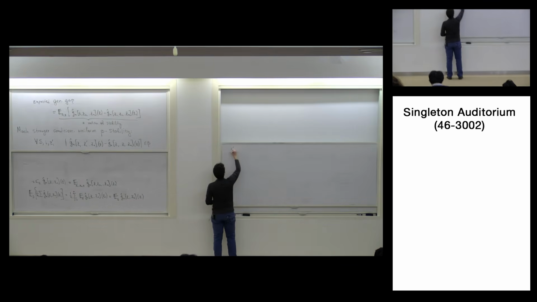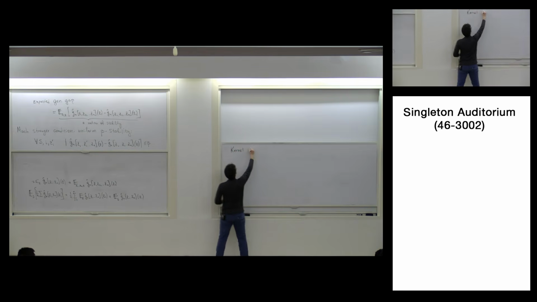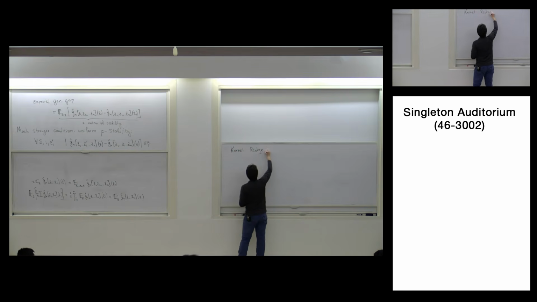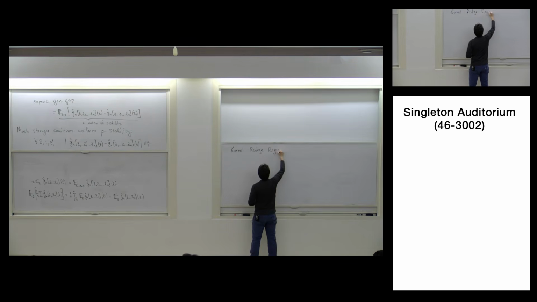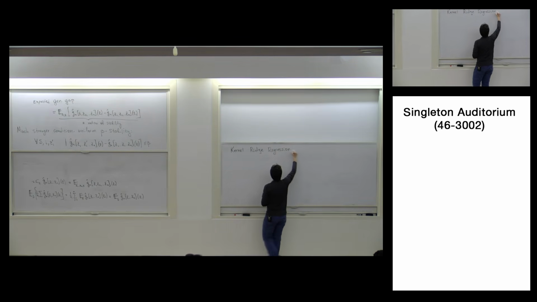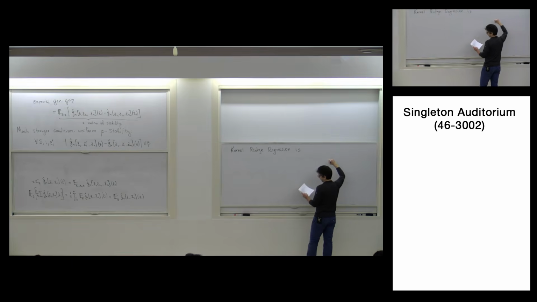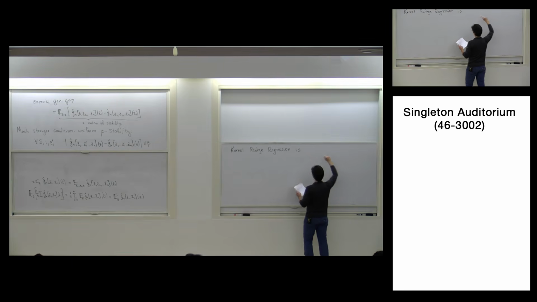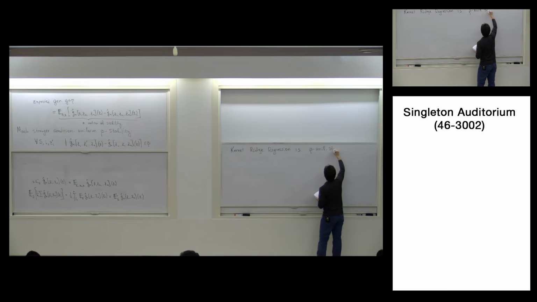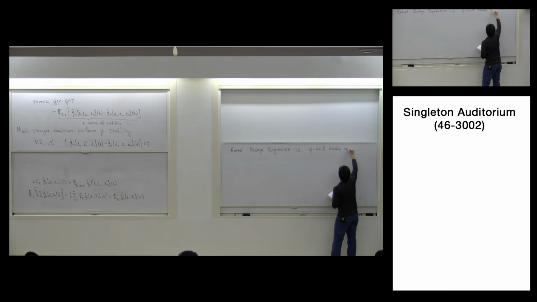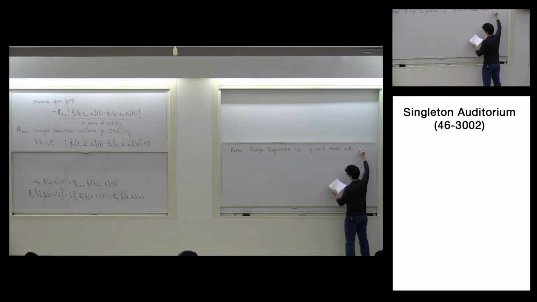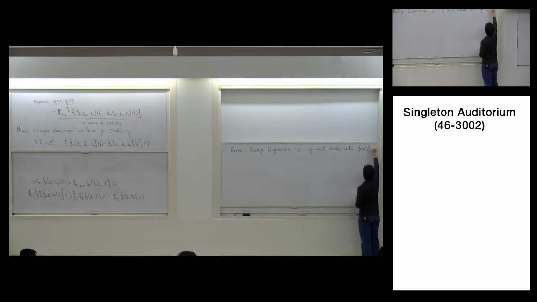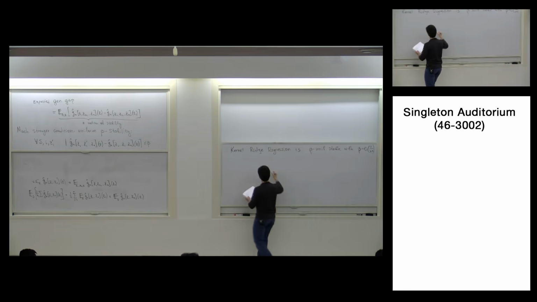Okay, so kernel ridge regression is beta uniformly stable, with beta on the order of 1 over lambda n. So let me remind you what lambda is.